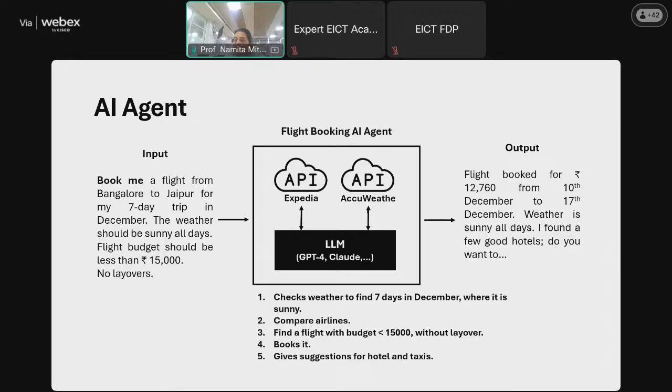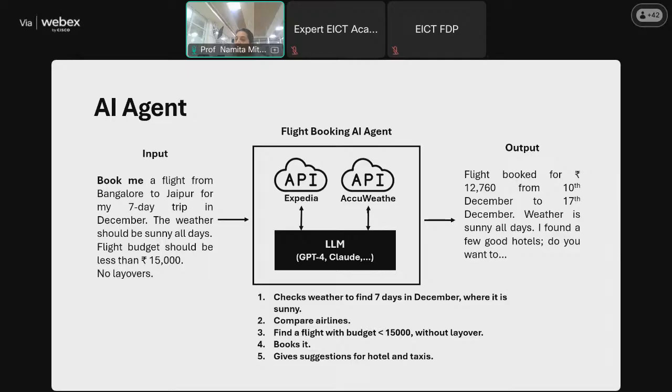Again, it's not the cheapest, it's within the budget. It means it may be more than one. Without layover, it means zero stops. Then book it, and give suggestions for a hotel and taxis. So the output: flight booked for rupees 12,760 from the 10th of December. Weather is sunny all the days.